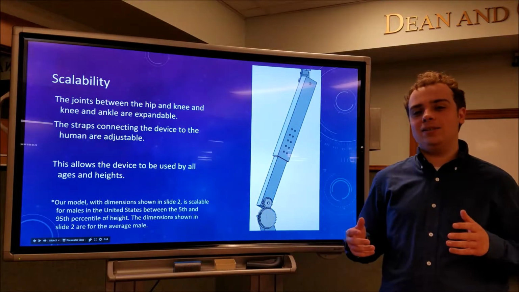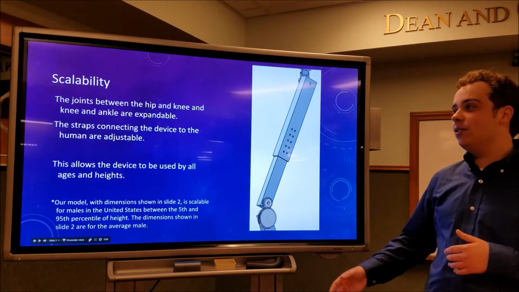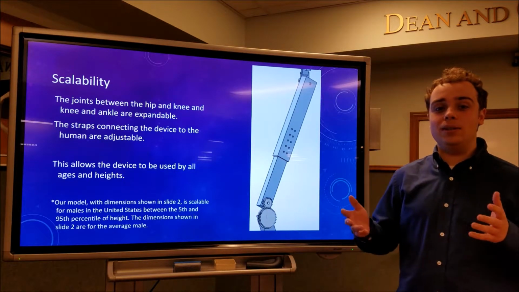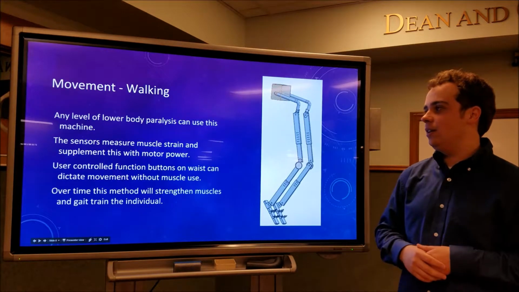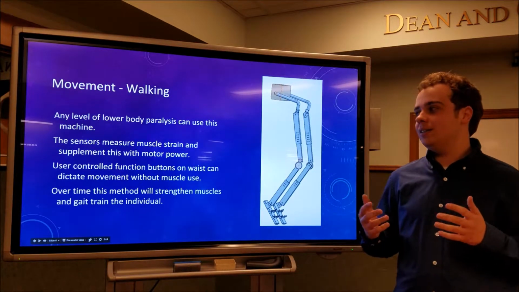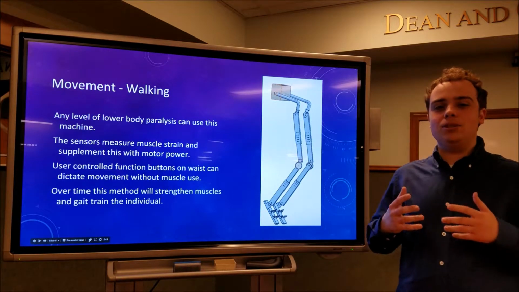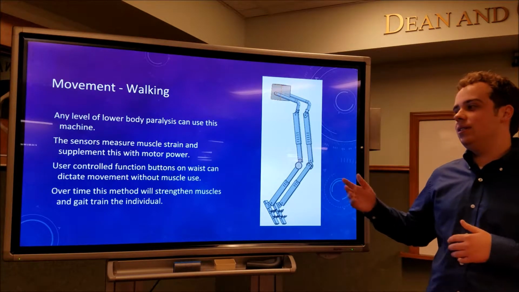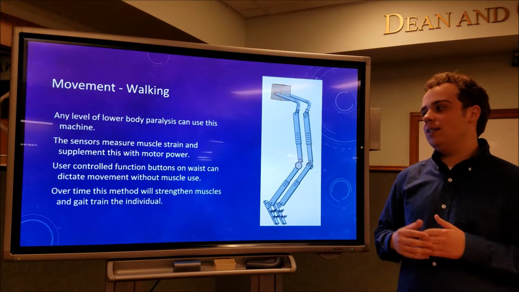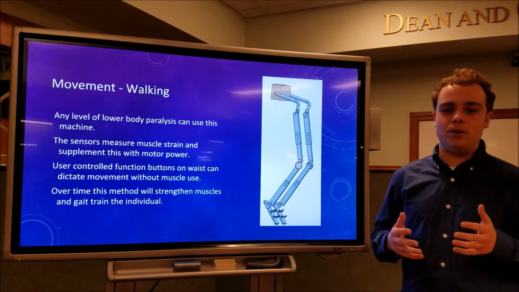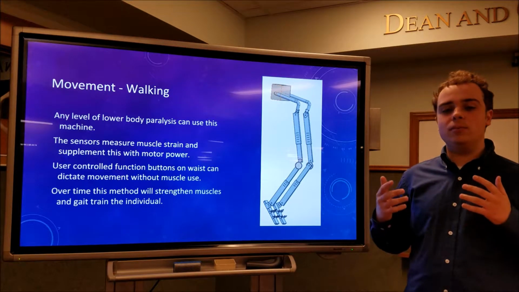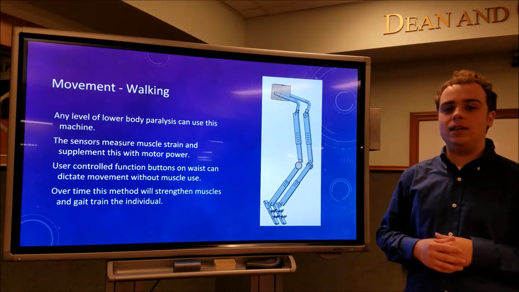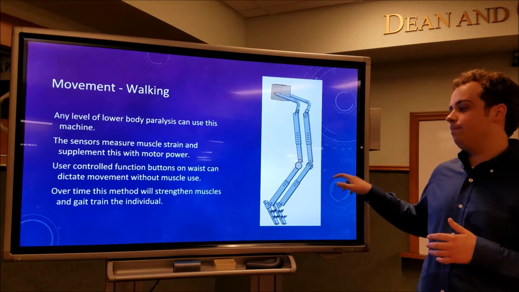To make our device scalable, we made the upper leg and the lower leg both adjustable. This allows it to be used by any ages and with any heights. For movement and walking, we made it so that this machine can be used with any level of lower body paralysis. And how it works is the sensors measure the muscle strength and supplement this with the power from the motors. And if you cannot move your muscles at all, there will be a user-controlled function button that can control when you want to walk.